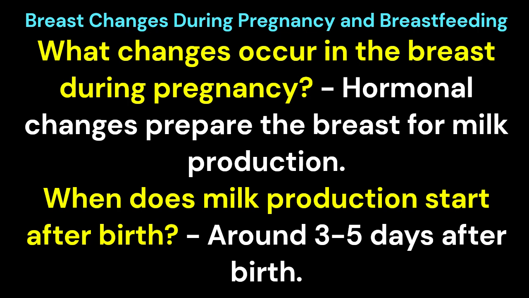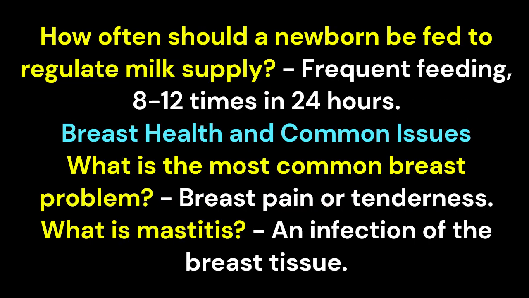Breast changes during pregnancy and breastfeeding. What changes occur in the breast during pregnancy? Hormonal changes prepare the breast for milk production. When does milk production start after birth? Around 3 to 5 days after birth. How often should a newborn be fed to regulate milk supply? Frequent feeding, 8 to 12 times in 24 hours.